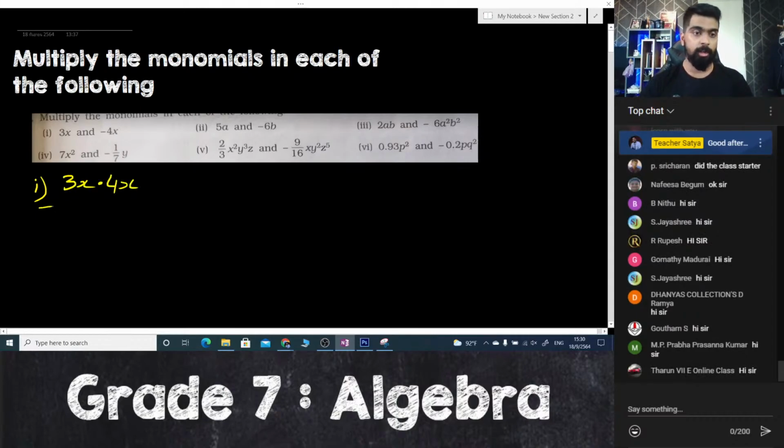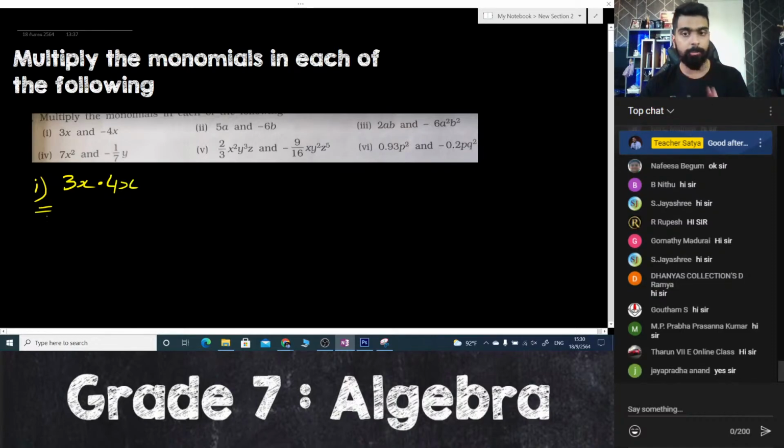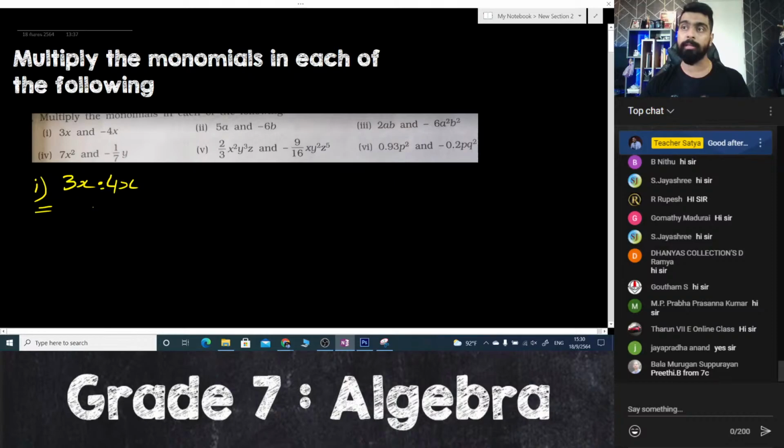In this case, guys, we'll always start with the basics, and slowly the questions will keep getting harder and harder. All right. So what we have is 3x multiplied by minus 4x. First we'll be multiplying the numbers, followed by multiplying the variables. If you don't know what we mean by variable, it's pretty much all the alphabets we have in algebra. So x, y, z, a, b, c, all of these are called variables, all right?